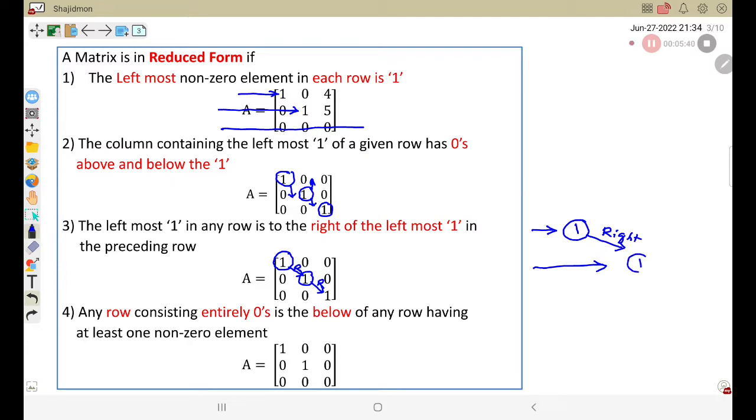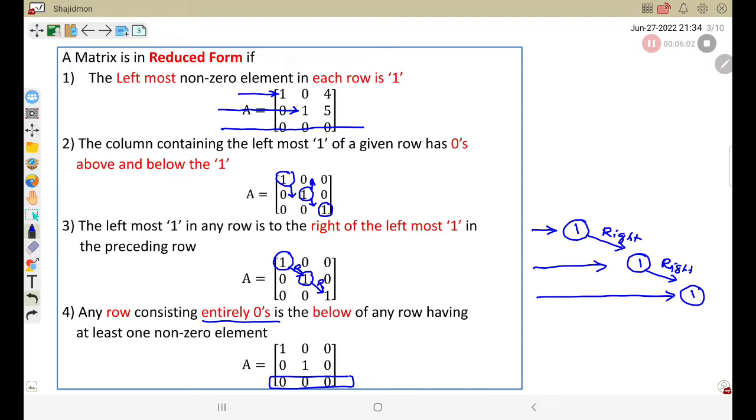Okay, that means the next row's leftmost 1 should be to the right of the previous row's 1. This is the third property. Now the fourth property: any row consisting entirely of 0s should be below any row having at least one non-zero element. So a row of all 0s should be the last row. This is the fourth property.